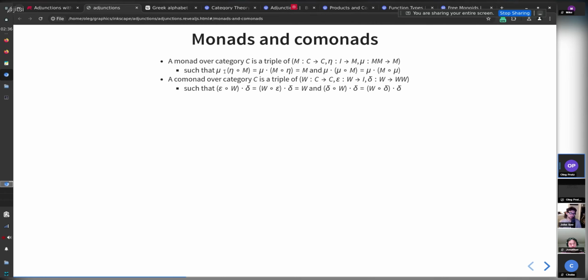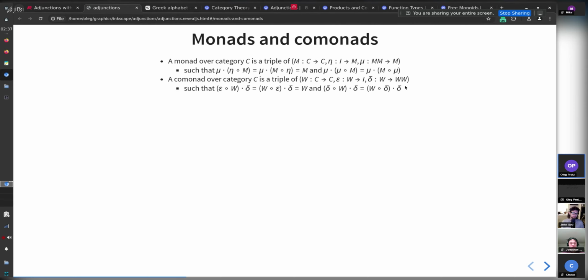So the idea here is that unit is sort of the left and right identity with respect to the multiplication, and this one is the associativity, which means it doesn't matter if you start joining the monadic layers from the left or from the right.